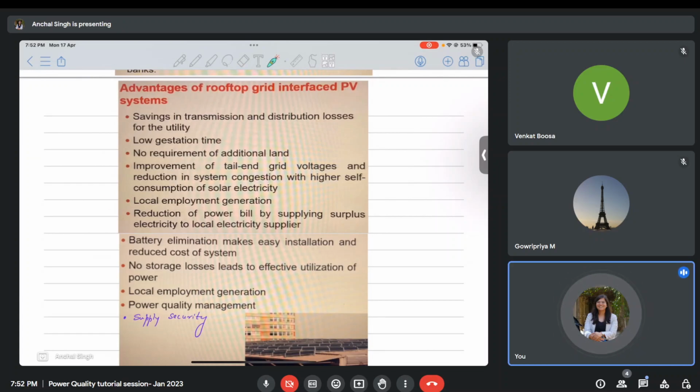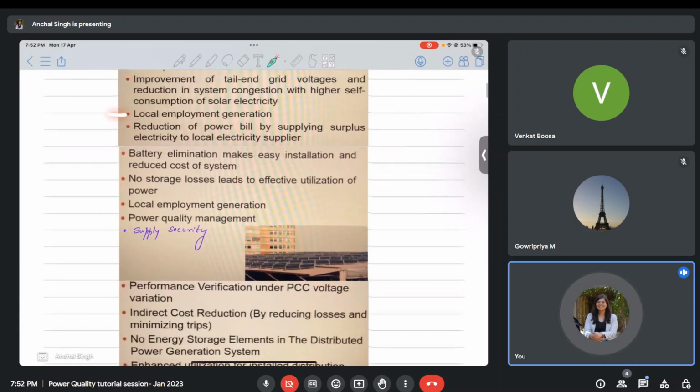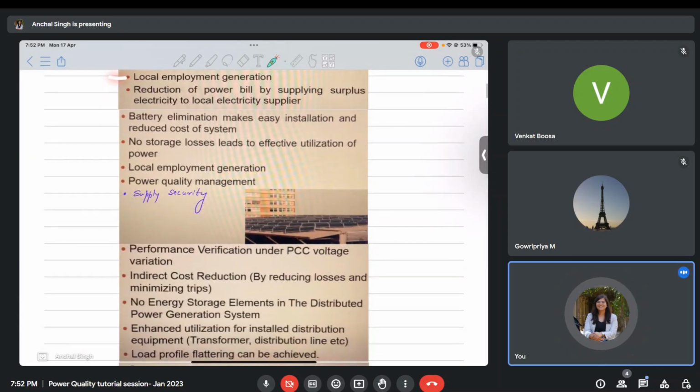Then it is generating employment for local people. There are a lot of startups who have started doing rooftop solar, and your power bill will definitely reduce, especially in summer when you are getting double or triple the amount of bills. And if you are eliminating the battery, if you are fine with not having an inverter during a power cut, then it's also very good for you. You will have a lot of power saving, and you won't have to maintain the batteries.